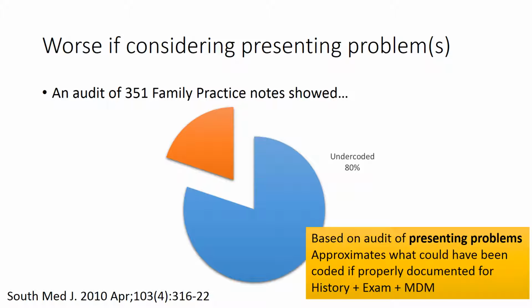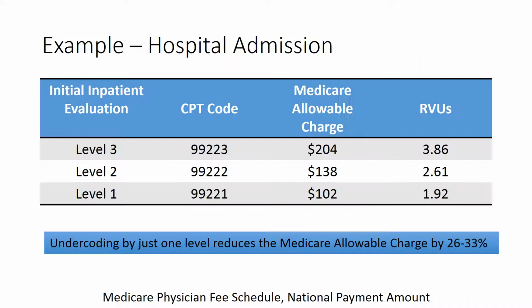And if you just looked at the number of presenting problems, 80% of the visits were undercoded if they could be supported by a properly documented history, exam, and medical decision-making. This is a huge issue. If you look at a hospital admission, undercoding by just one level can reduce the Medicare allowable charge by 26 to 33%. If you undercode by 2 levels, it reduces the Medicare allowable charge by half.